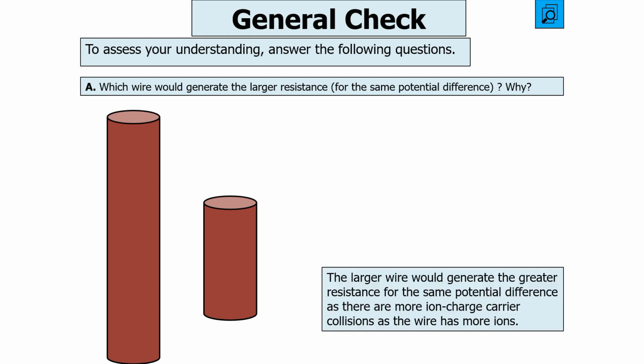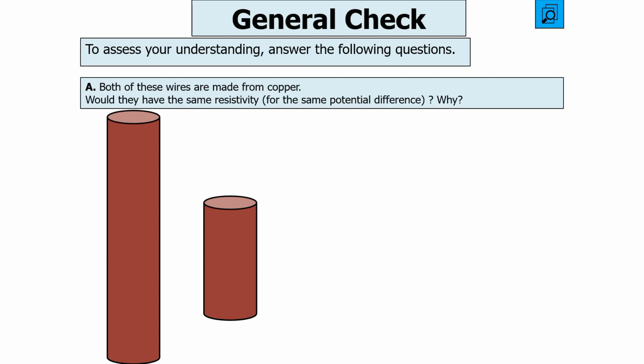Well, the larger the wire, the more you would generate a resistance for the same potential difference, because there are more ion charge carrier collisions as the wire itself has more ions. Now, both of these wires are made from copper. Would they have the same resistivity for the same potential difference, and why?